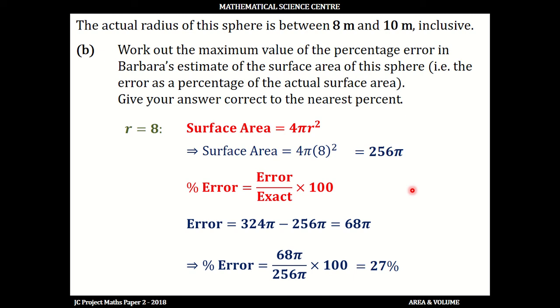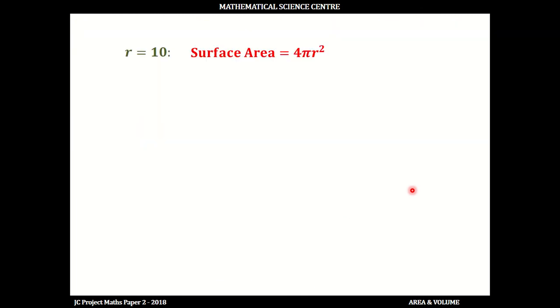What's the other possible radius? The radius could have been 10 either. That could have been the exact value. So we have to do the exact same thing again, except this time we're going to use a radius equals 10. Just to see which of them gives the bigger percentage error. So if R equals 10, the surface area is going to be 4 pi by 10 squared, and that works out as 400 pi.